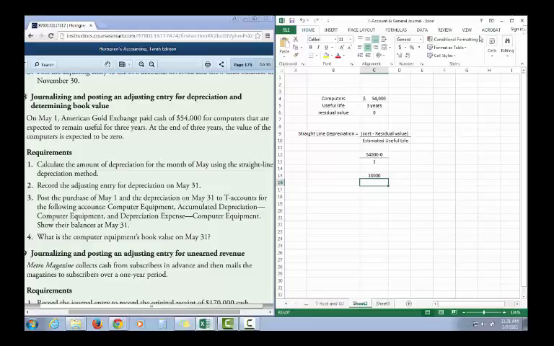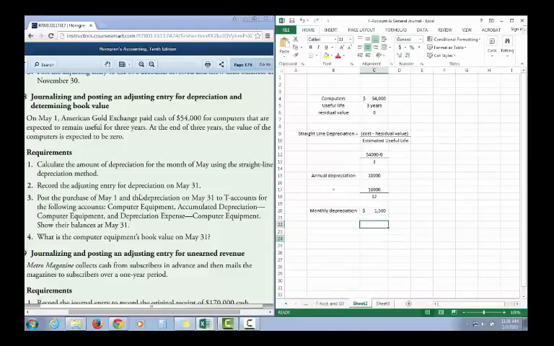And if we want to get this on a monthly amount, we're just going to divide this by 12. So we're going to take 18,000 and divide it by 12 months. This is my monthly depreciation. We calculated the annual depreciation here. So our monthly depreciation is $1,500.